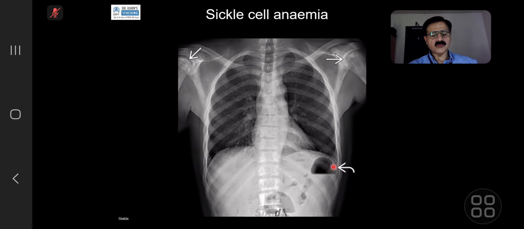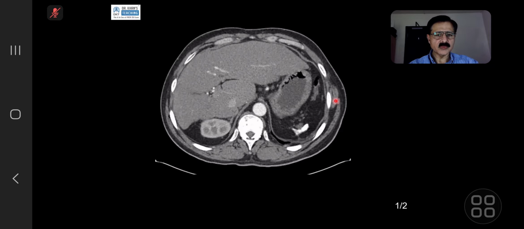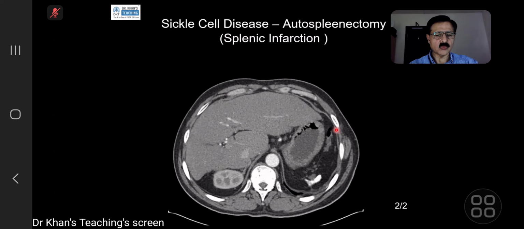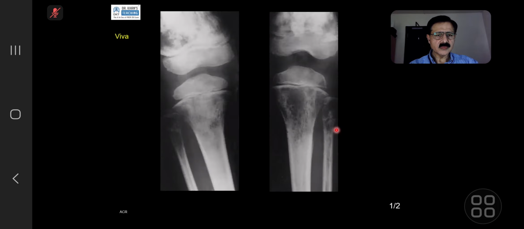So this finding, if somebody picks up in the exam, the examiner is going to give you some marks for that. But this you will only see once your mind goes into this, that this is sickle cell. So the mind, the eye sees what the mind knows. Example on a CT scan of an autosplenectomy, where it is totally infarcted and calcified, a very small spleen.